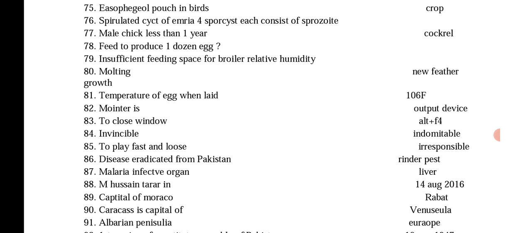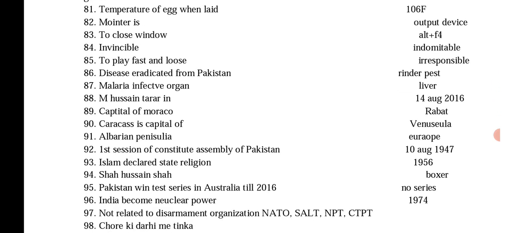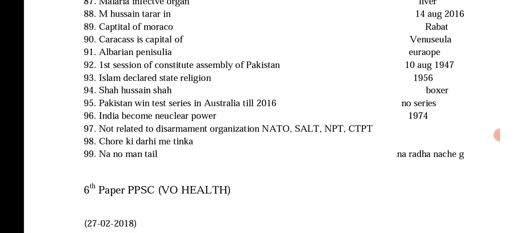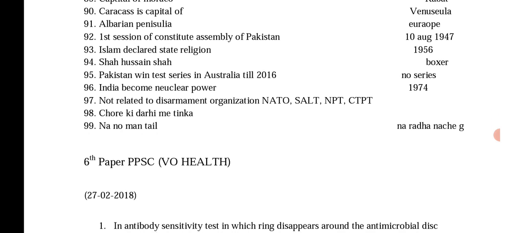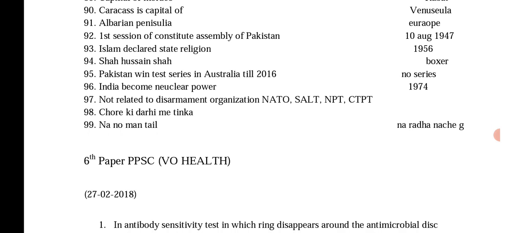Muhammad Hussain Tarar, 14 August 2016. I do not know what you want to say. Capital of Morocco is Rabat. Morocco, or Marrakesh, its capital is Rabat. Caracas is the capital of Venezuela. The capital of Venezuela is Caracas.